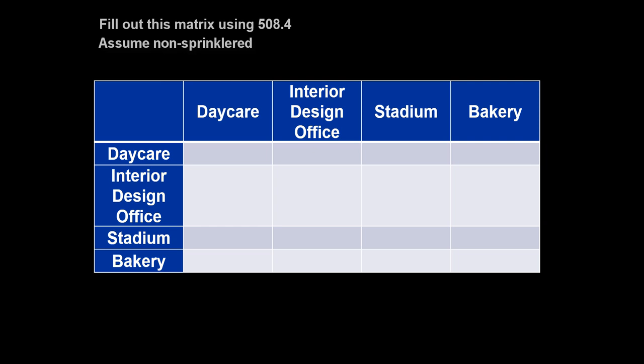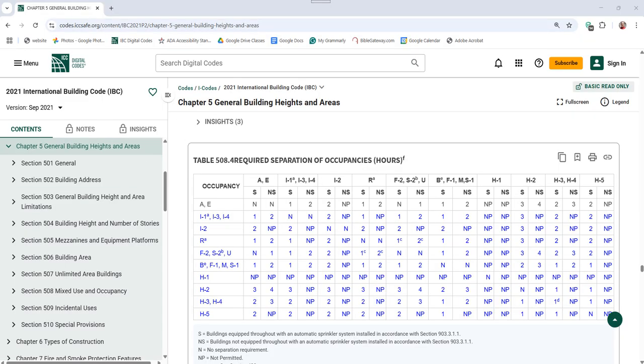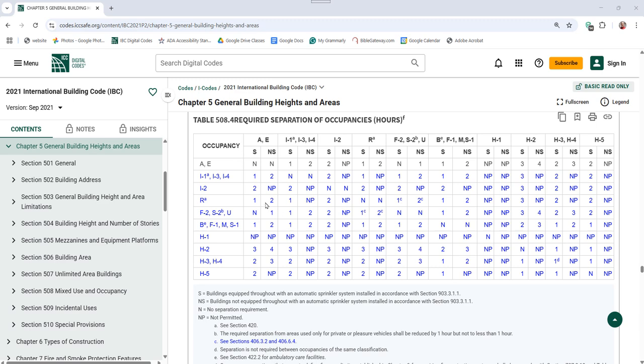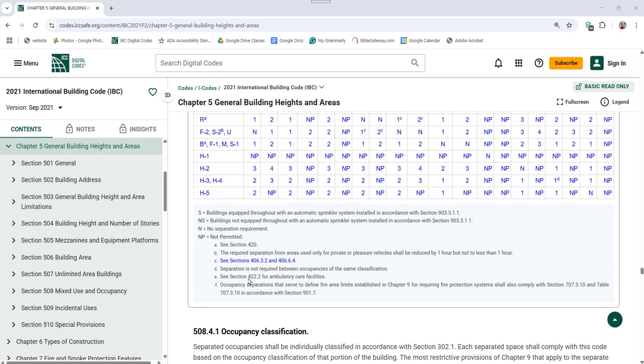We've been told to use the 508.4 table, so that's exactly what we will do. Here we are in Table 508.4, and we're just going to take a look at these. Again, we need to figure out what our occupancies are, and depending on what they are will depend on whether or not they can be adjacent to each other. Just a quick note, there's N and there's NP. Always when you look at these things, if you're not quite sure what the letters mean, make sure you look down here at the legend. N means no separation, but NP means not permitted. So that's something to be careful with.